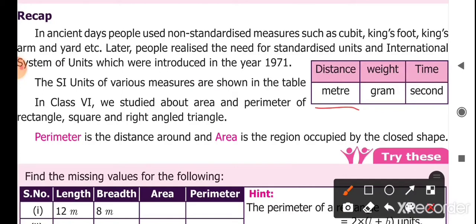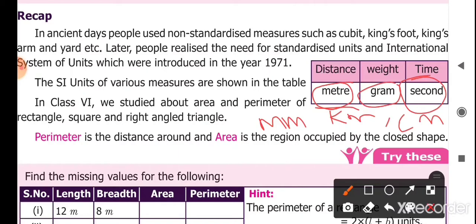Distance is measured in meter, kilometer, centimeter, millimeter, etc. The weight is in gram, kilogram, and the time is in seconds or hours.